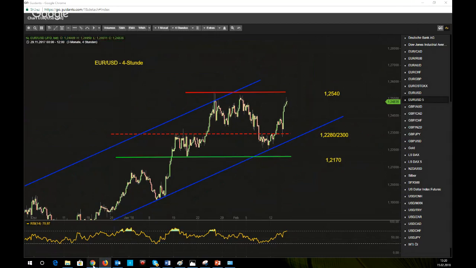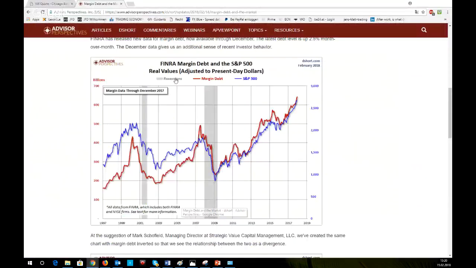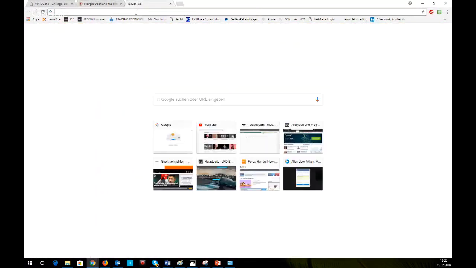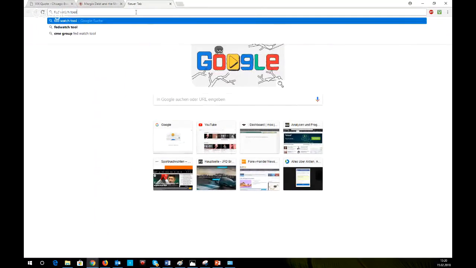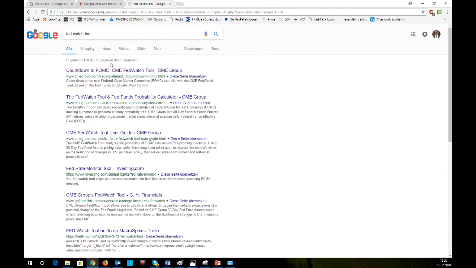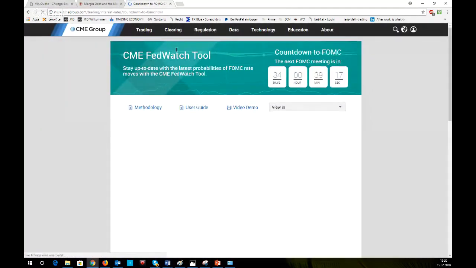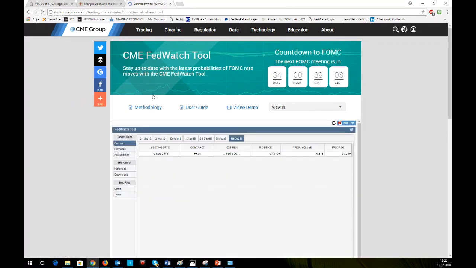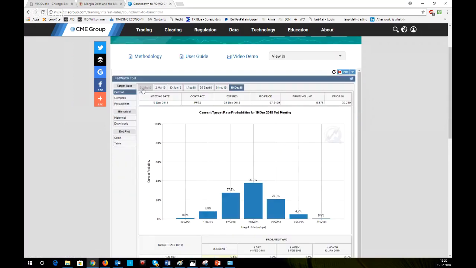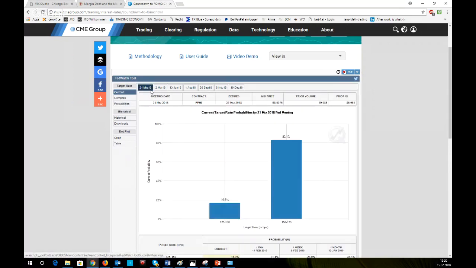So we have to remember, even though it's a little difficult to interpret those charts, let's nevertheless try it just to give you an overview. We're looking at the CME right now, and there's a tool we call the Fed Watch tool. This Fed Watch tool shows you how likely the market thinks it is that the Fed will hike rates at a certain date. For example, March 2018. As you can see, over 80% are currently betting that the Fed will hike rates by 25 basis points. And I have to say, I definitely agree.